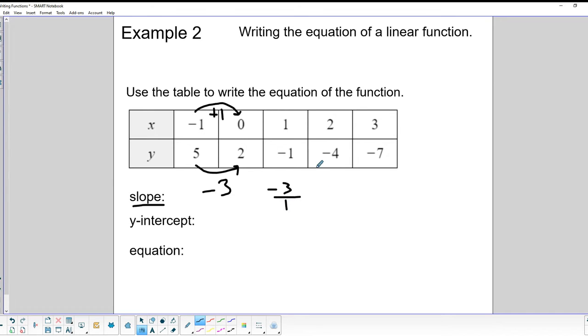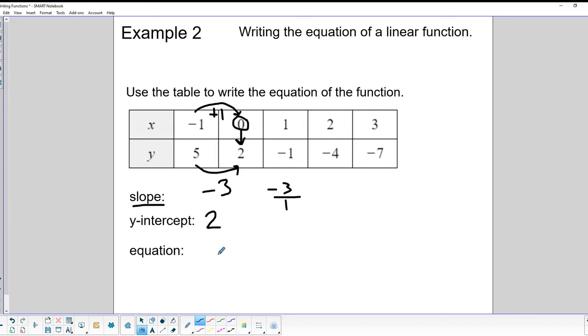Now to find the y-intercept, all I have to do is go to my table of values again and find the 0 in the x column. Here's the 0. And if I look down at the y value, it is 2. So that means that the y-intercept is 2.